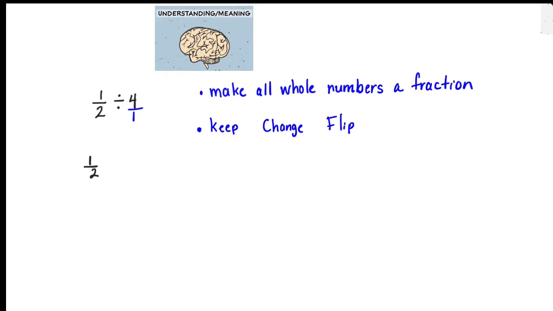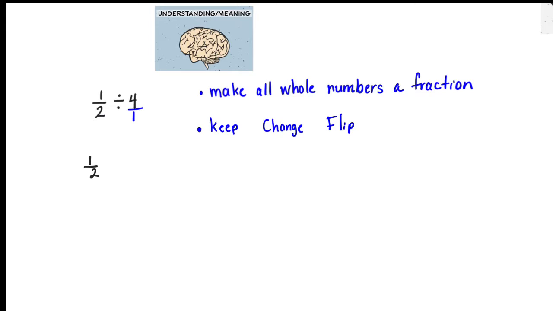So the first thing you have to remember is that whenever you're dividing fractions with whole numbers, every single number has to be a fraction. So rule number 1, you must remember all whole numbers must be converted into a fraction. Whenever you're doing the computation, you want to keep the keep, change, flip method in mind. That might help you.